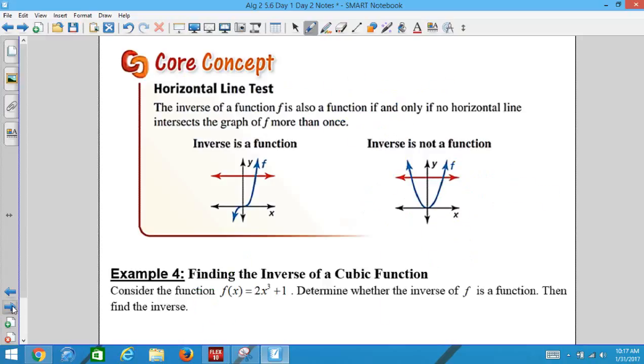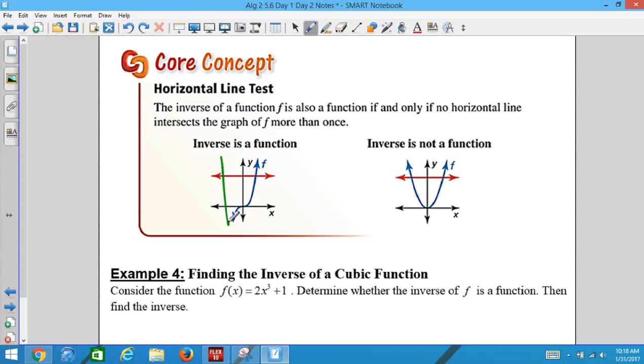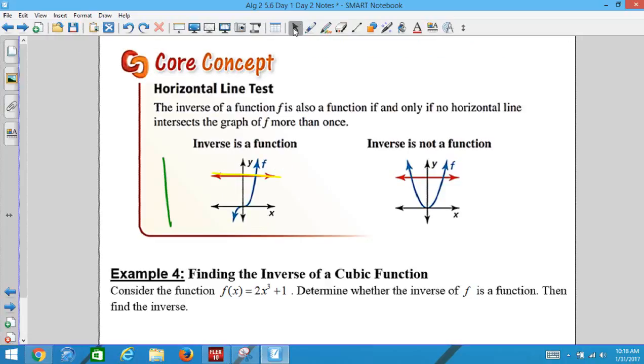What this is in our notes is to determine if the inverse of the function is also a function, if it has that same title. You can see that this first graph is a function if you use the vertical line test. This one is a function, but is the inverse a function? To tell if the inverse is a function or not a function, you use the horizontal line test. You go the other way.